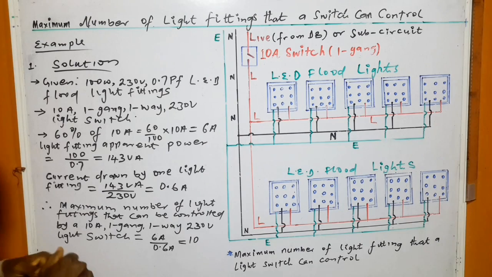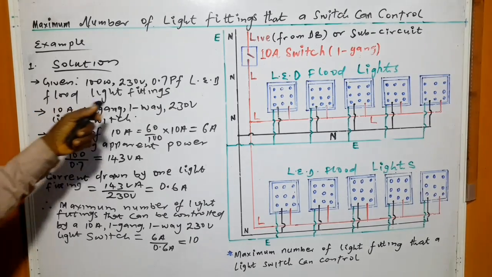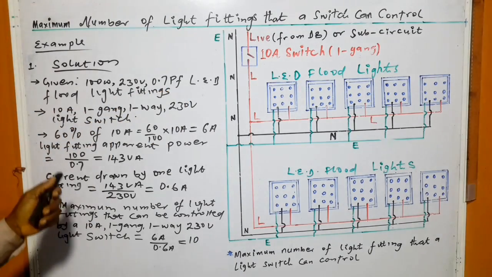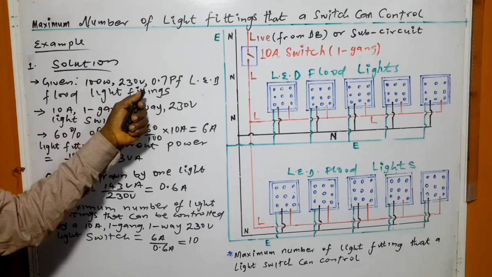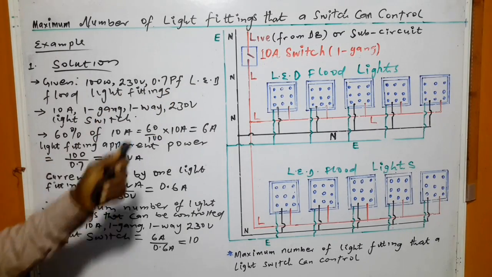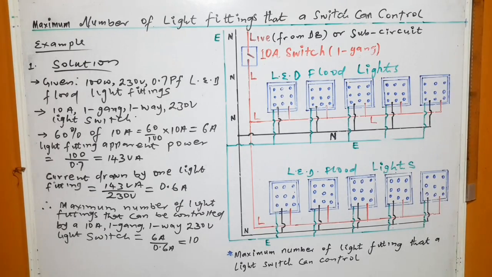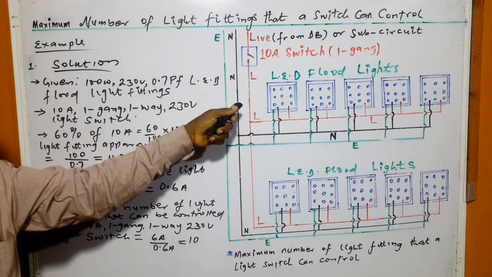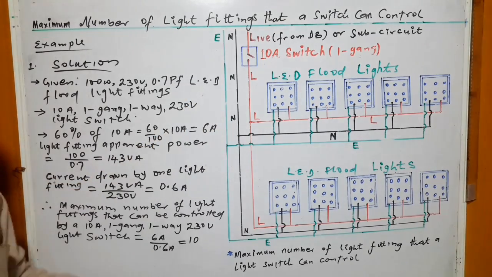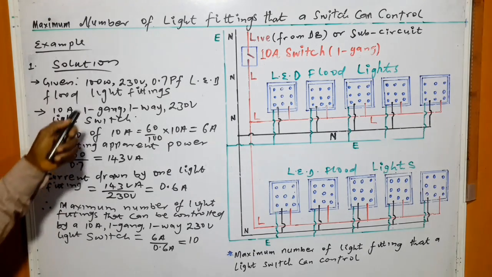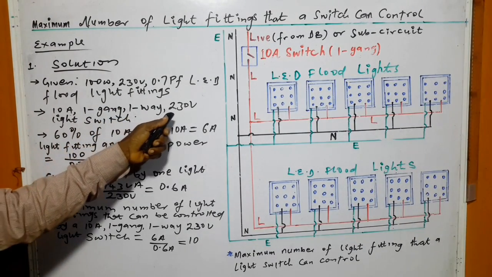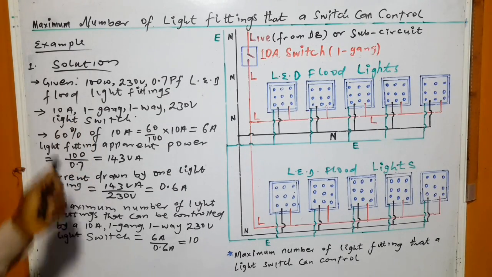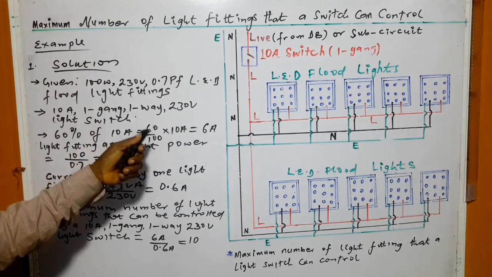Now, solution to the illustration. This one is given already, and this one is also given. This is the light fitting. The power factor is 0.7, and that indicates that the light fitting is a reactive load. That's why the power factor is given. Now, the switch is also given. The rating is the rating of the switch. So we take 60% of the rating, that is 6 ampere.